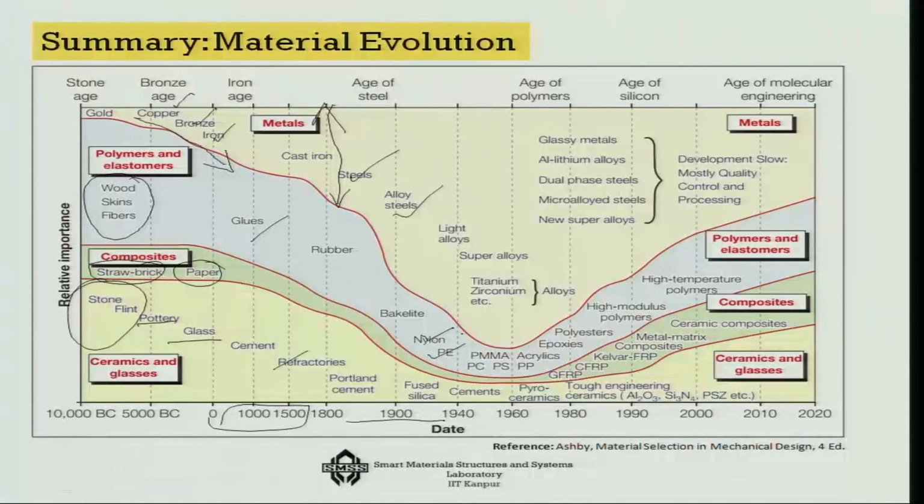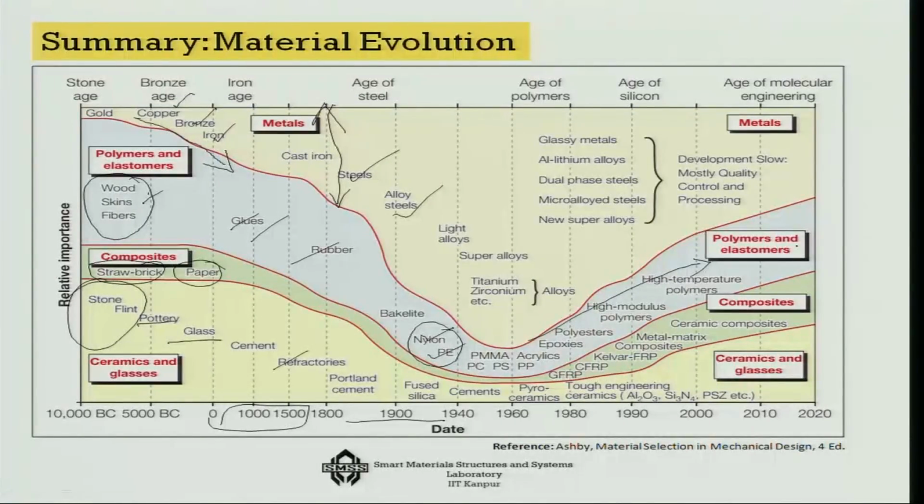Earlier, in terms of polymers and elastomers, we had only organic materials like wood, skins and fibers, glues or rubber, which is from natural rubber. But it is around the Second World War or so that nylon, polyethylene, etc. got discovered. So, that started to play a very important role. We will see that after that onwards, once again their use is expanding. Today their use is continuously expanding.